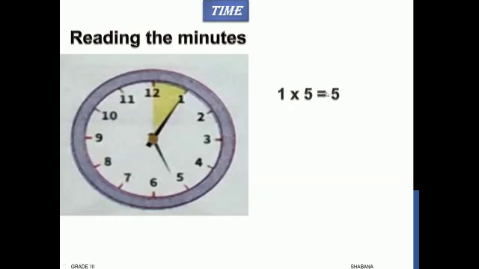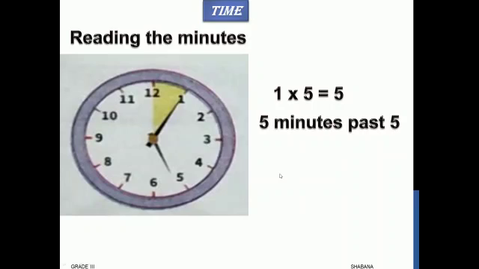So 1 multiplied by 5 is equal to 5. So this is 5 minutes. And we can read the time as 5 minutes past 5. And we can write the time as 5:05.